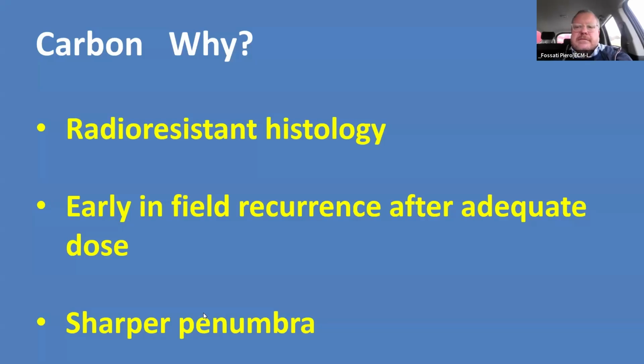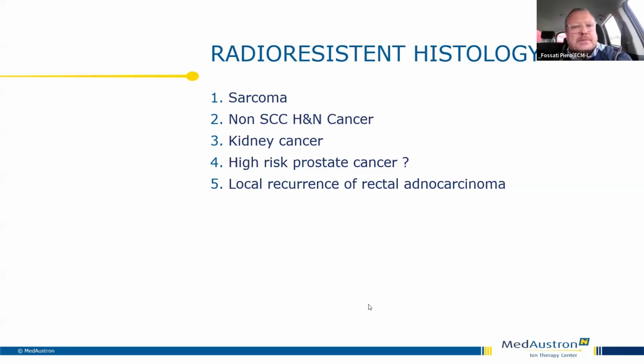And then the physical difference, carbon has the fragmentation tail, so that's worse than proton, but it is sharper, so smaller spot and sharper penumbra, that's better than proton. And I will show you that this is not really very, very often so relevant that makes the decision. So let's start with radioresistant histology.